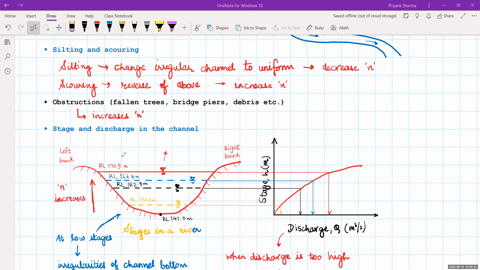So that is why, as you are aware, in surveying we used to discuss the cross section area computation, volume computation. At different water levels or water depths, the stages are, let us say here the stage is 150 RL, 162.8, 166.4, 170.5. This is the highest water level which has been observed in the river. So these are the different stages. With the increase in stage, your Manning's n would increase.